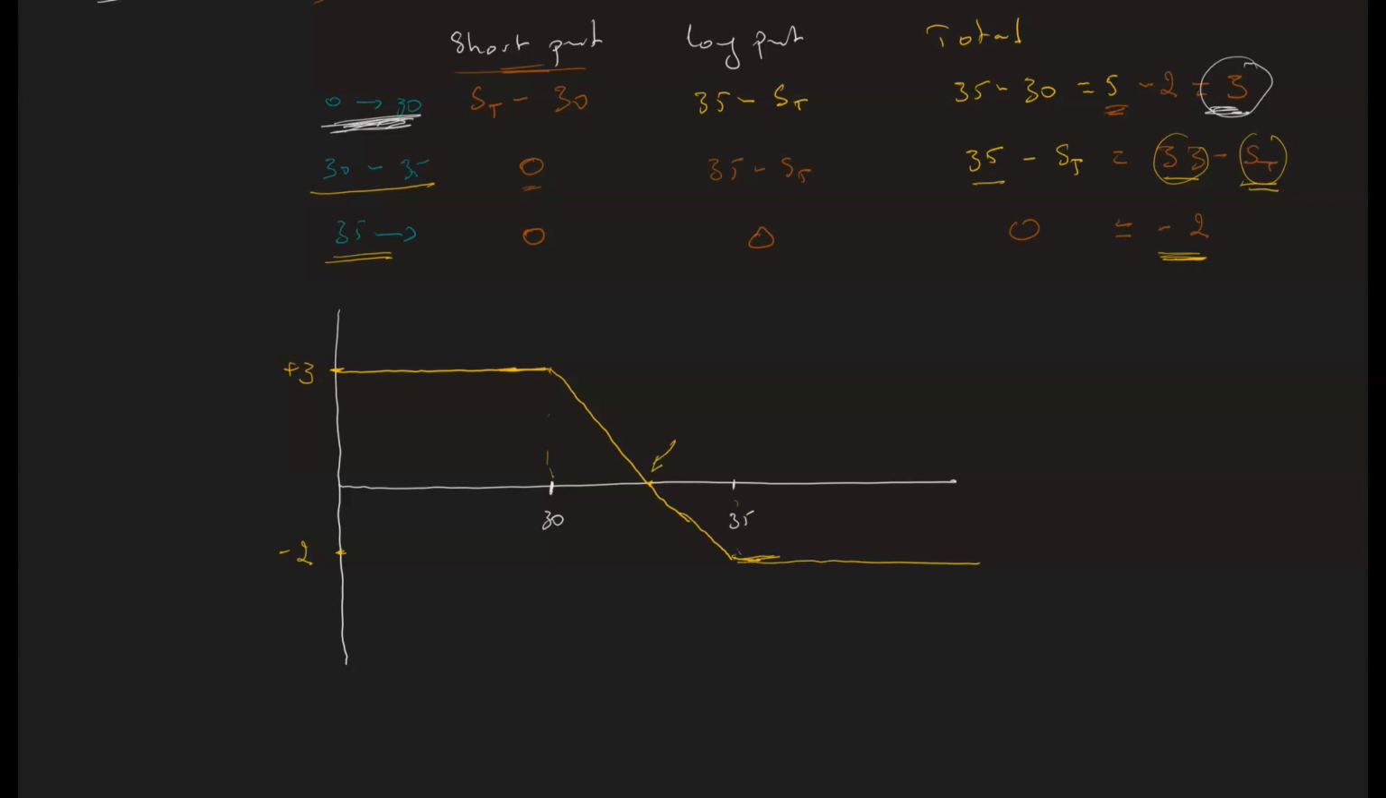Where this is our break-even, and our break-even point is going to be at 33. That is between 30 and 35. When we are past 35, when we're in this zone, we are always losing $2. So we are maximized, if you will, our loss potential at $2. So it's going to be minus 2 here always. And when we're below 30, we're going to be having a profit of $3 always.